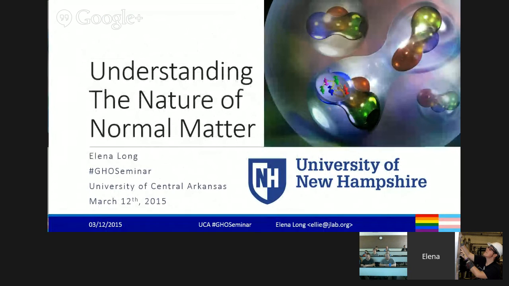So as mentioned, we're going to be talking a little bit today about understanding the nature of normal matter. There's this kind of blobby picture up here on the upper right-hand corner that hopefully by the end of the talk today we're going to understand what's going on here. We're looking at individual nucleons as these big blobs. These are protons and neutrons inside of a nucleus, and each of these are made up of tiny smaller bits, and they're interacting with each other. We'll go into detail of that a little bit further.